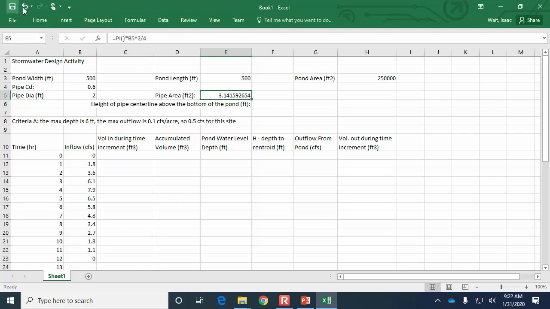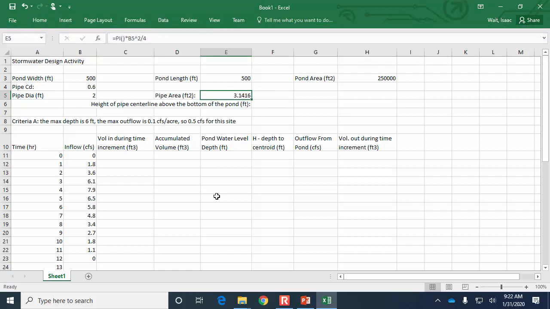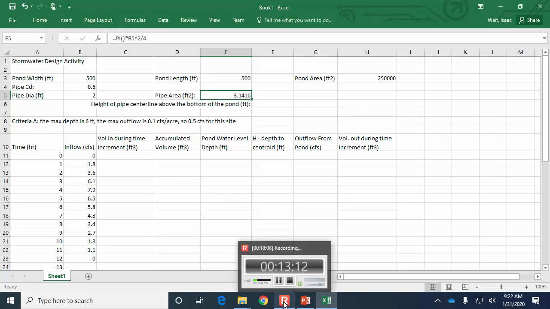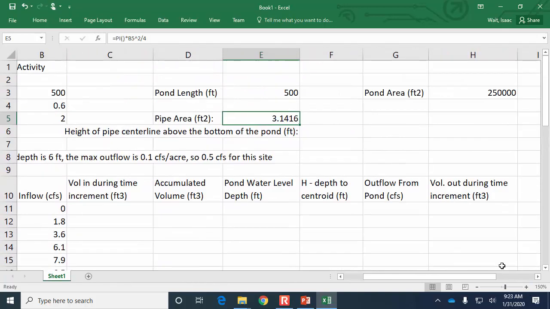All right, so let me just make sure that everybody's got this part before we go any further. Let me make it a little bit bigger.